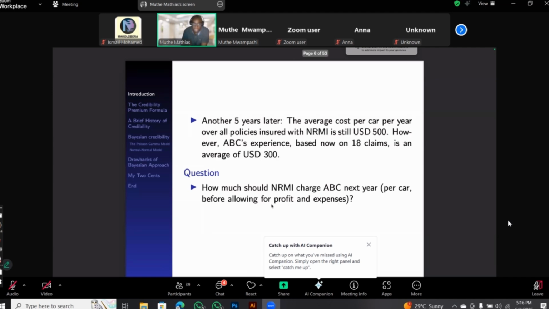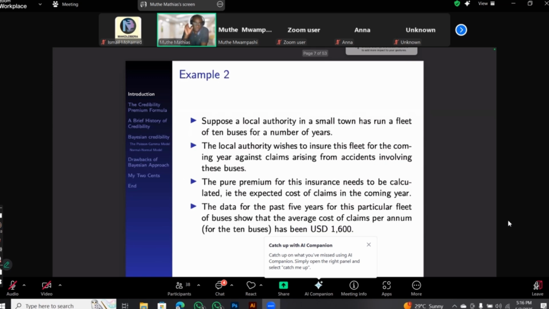So let us think about the other problem, right? This is another, I mean, 5 years, of course, you have more information anyway. So we can forget about this one here. Let us think about this second example. So in the second example, suppose a local authority in a small town has run a fleet of 10 buses for a number of years, right? So this has been in the industry for some time. So the local authority wishes to insure this fleet for the coming year against claims arising from accidents involving these buses. The pure premium for this insurance needs to be calculated.